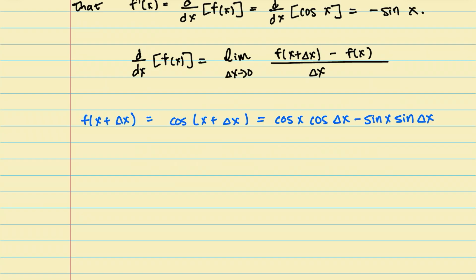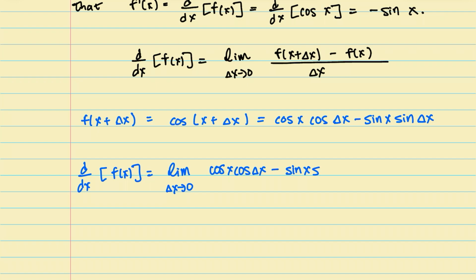So now that we have that, let's use the formal definition of a derivative to find the derivative of f of x. The derivative of f of x is equal to the limit as delta x approaches 0 of cosine of x times cosine of delta x minus sine of x times sine of delta x. This is the f of x plus delta x part, minus cosine of x, which is our f of x, all divided by delta x.